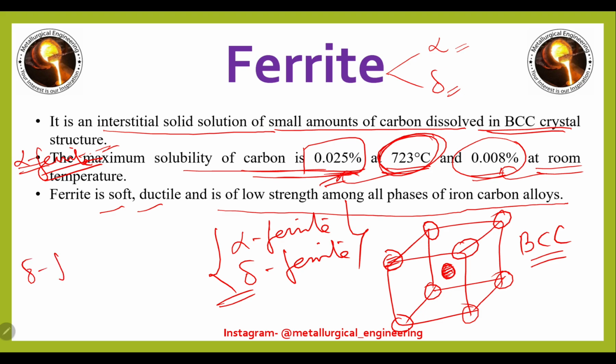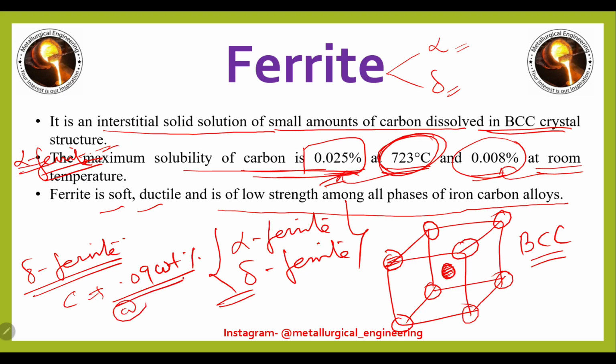And for delta ferrite, the solubility of carbon, that percentage of carbon, is 0.098% at the temperature of 1493 degrees centigrade. So these are the different solubilities because solubility depends on the temperature.